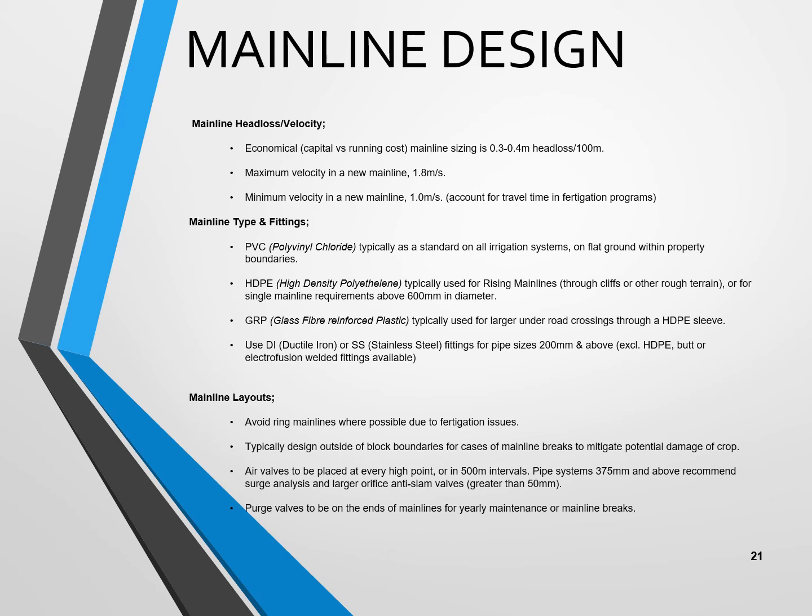Mainline types of material. PVC, typically standard on all irrigation systems, on flat ground within property boundaries. HDPE, typically used for rising mainlines or through cliffs or other rough terrain, or for single mainline requirements for diameters above 600 millimeters. GRP, which is less common, but can be used for larger under-road bore crossings through a HDPE sleeve.